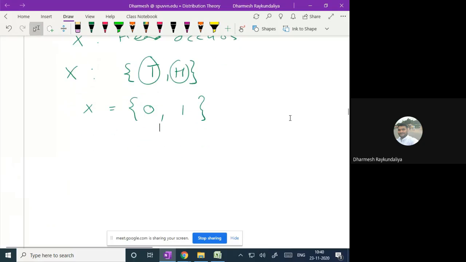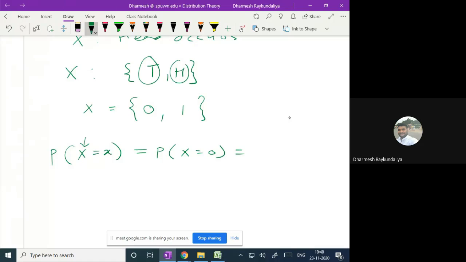Now what is the probability that X takes value small x? Small x is a value, and capital X is the random variable. So the random variable takes value, let us say, x equal to 0. That means it is the probability that the tail occurs. So how many possible events? Events are 2 in the sample space. So sample space omega has 2 outcomes.